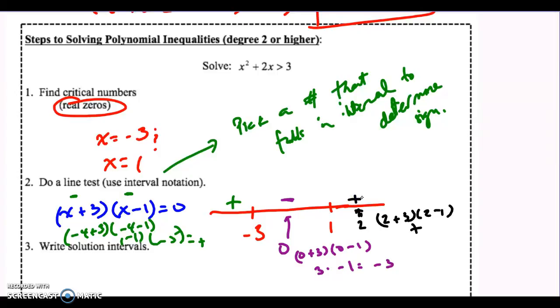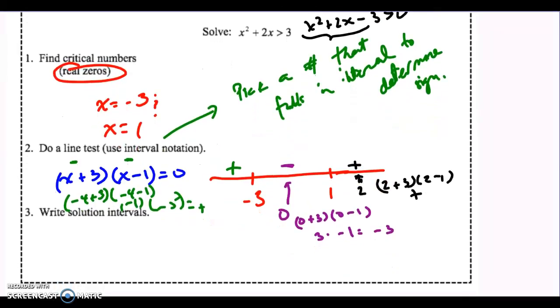Now, what does this have to do with the actual problem? Well, it says that I want a positive number. In other words, if I actually took this inequality, x squared plus 2x minus 3 is greater than 0, that means that this number on the left side needs to be greater than 0. In other words, I need a positive value out. The positive values happen on the left of -3 and on the right side of 1. So my solution is all the numbers up until -3 and all the numbers on the right side of 1.